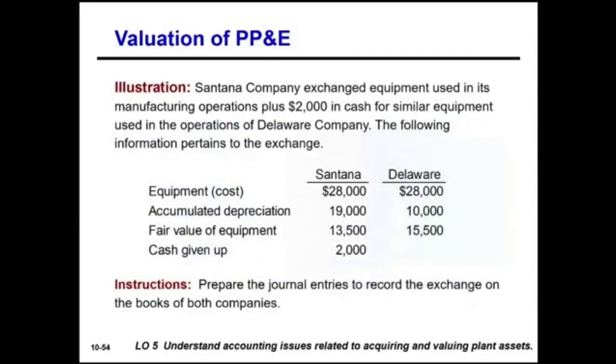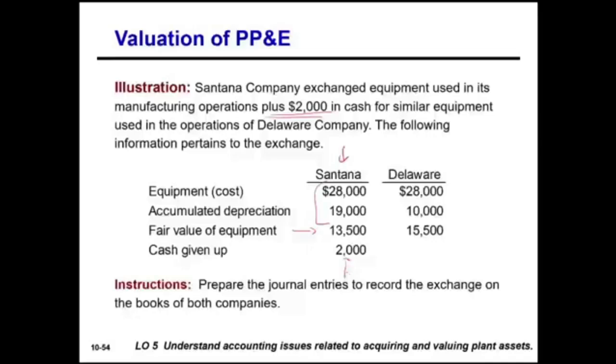Okay, well, we could look at this example. Santa Company exchanges equipment used in its manufacturing operation plus $2,000 in cash for similar equipment. We are paying cash for similar equipment used in the operation of Delaware Company. The following information pertains to the exchange. So Santa Company exchanges an equipment that it used in operation that has a cost of 28,000, accumulated depreciation of 19. So 28 minus 19 will give you the book value. The fair value is 13,000, and cash given up, they paid 2,000.